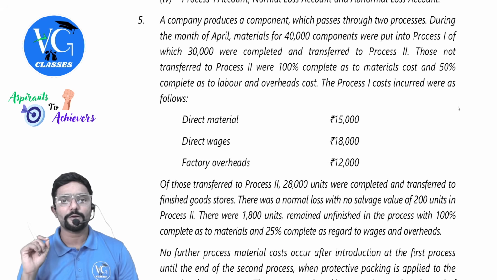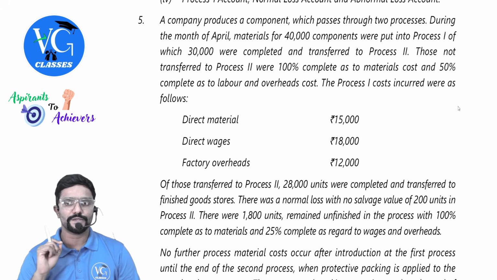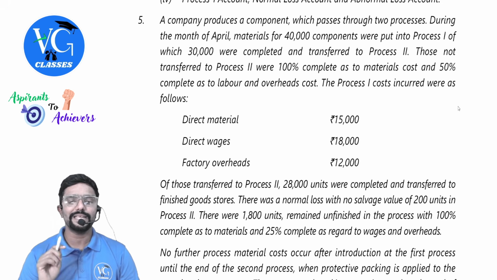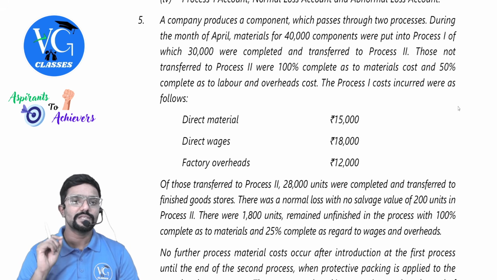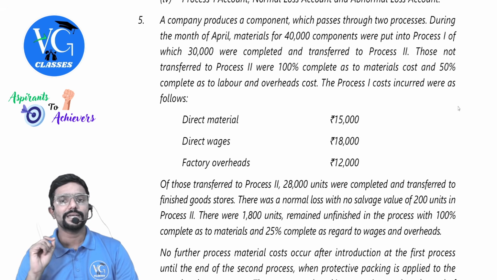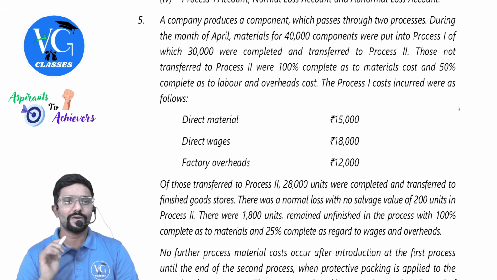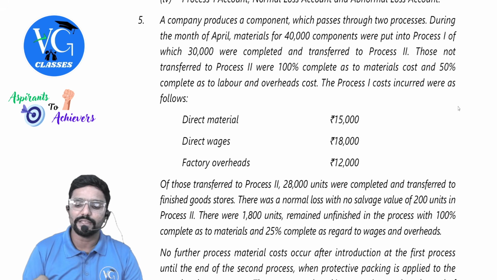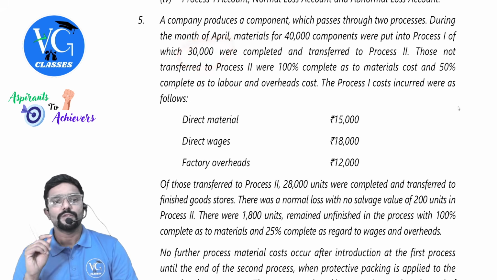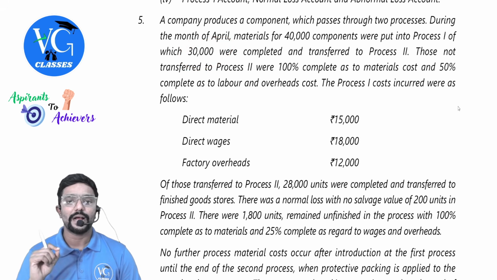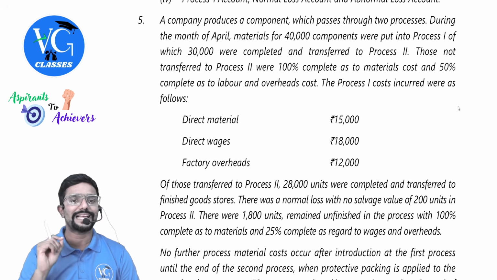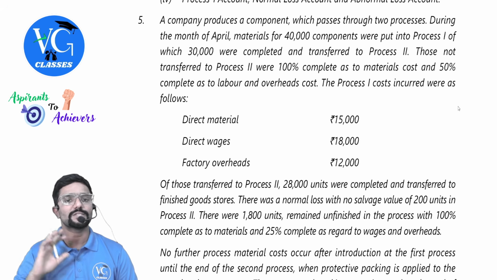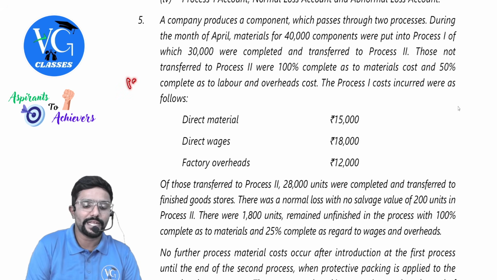A company produces a component which passes through two processes. During the month of April, materials for 40,000 components were put into process 1, of which 30,000 were completed and transferred to process 2. So what is the output of process 1 means? 30,000. Those not transferred to process 2 were 100% complete as to materials cost and 50% complete as to labor overhead cost. That is closing WIP they are talking about, which is 10,000 units.